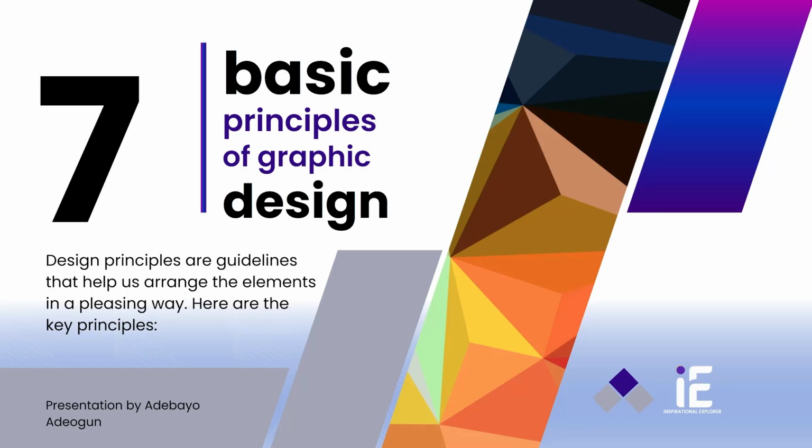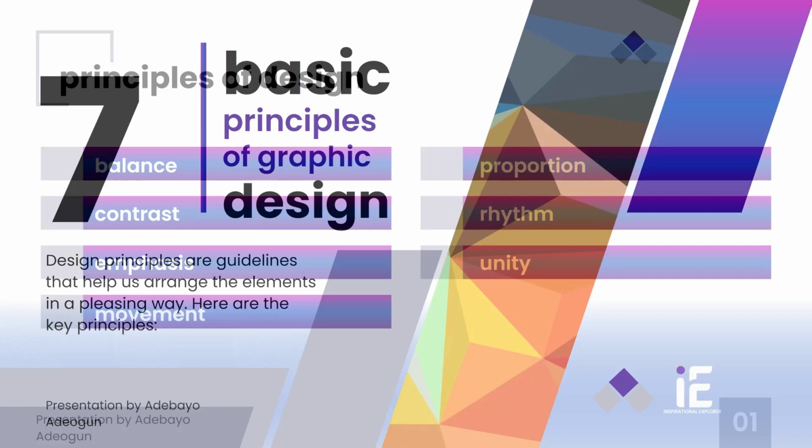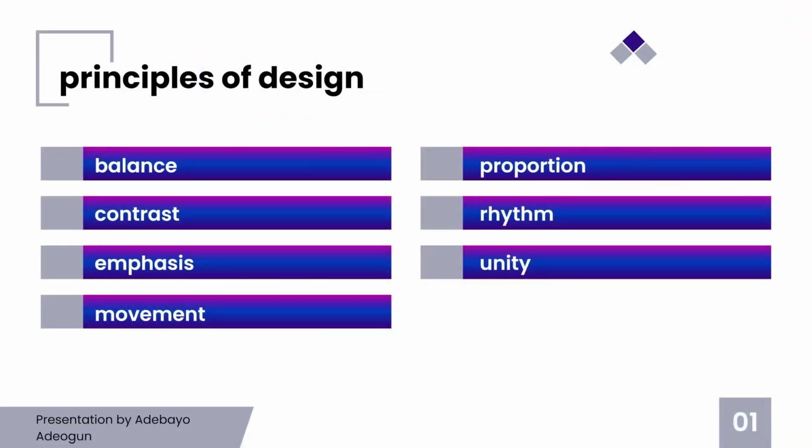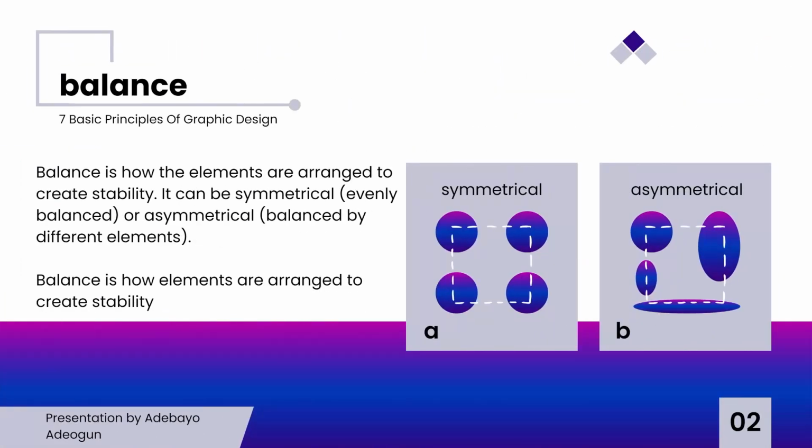Design principles are guidelines that help us arrange the elements in a pleasing way. Here are the key principles. We have the principles of design, which are balance, contrast, emphasis, movement, proportion, and unity. You might be wondering what all of this is. Just follow me closely as I explain. Balance.